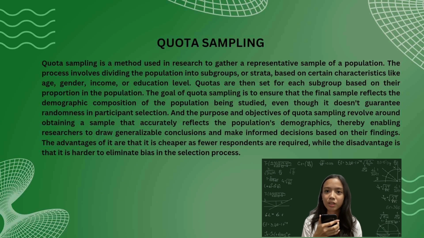The purpose and objective of quota sampling revolve around obtaining a sample that accurately reflects the population demographics, thereby enabling researchers to draw conclusions and make informed decisions based on their findings. The advantage is that it is cheaper as fewer respondents are required, while the disadvantage is that it is harder to eliminate bias in the selection process.